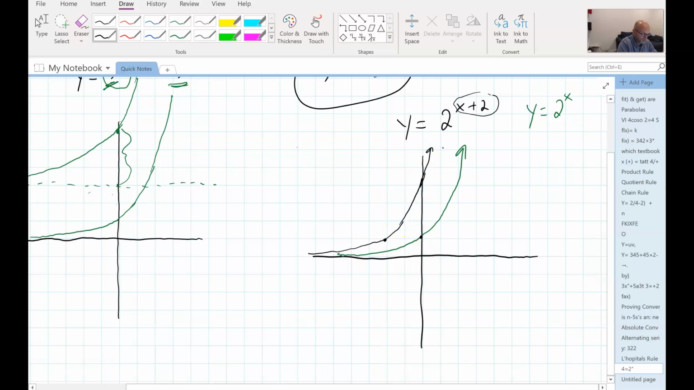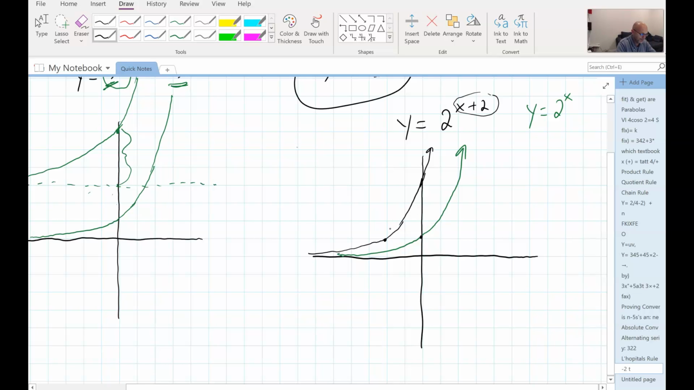How did I know I did something wrong? Because those weren't 2 apart. See, everything should be 2 apart. That should be 2 apart, 2 apart, 2 apart, 2 apart, because it's all been moved to the left 2. Okay. So there's some example of exponential.